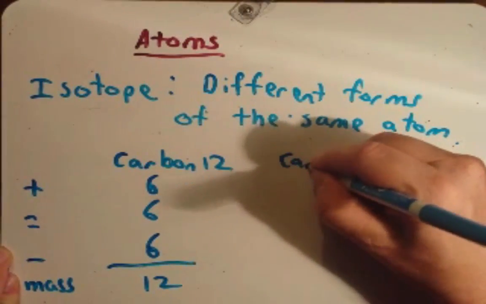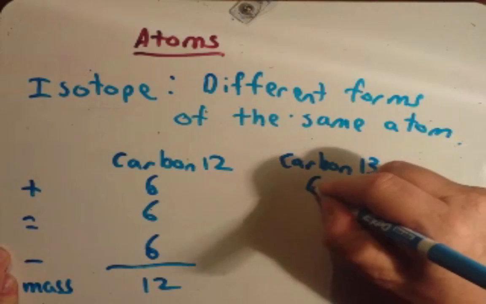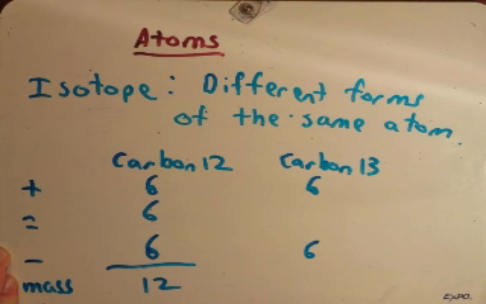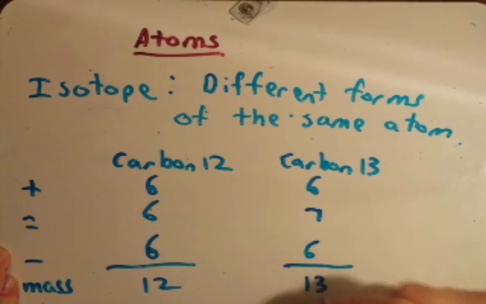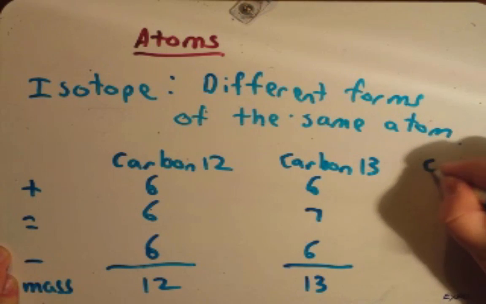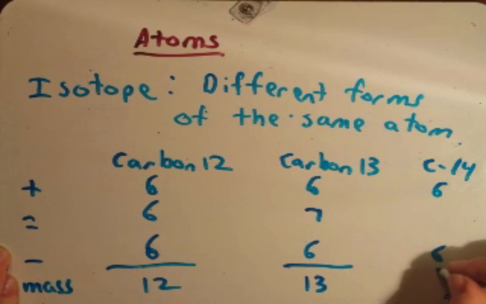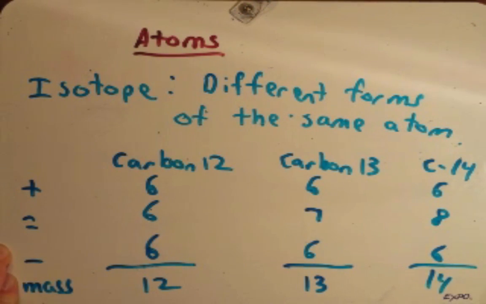However, carbon-13 still has 6 protons and 6 electrons. If we change those, then we have a different element. So these are still carbon, but the neutrons change. In this case, we have 7 neutrons, and so now the mass will go up to 13. You can look at carbon-14. I'm just going to put C14 because of space. It has 6 protons, still 6 electrons, but now it has 8 neutrons to give us a mass of 14. All of these are carbon, but they form different isotopes of carbon.